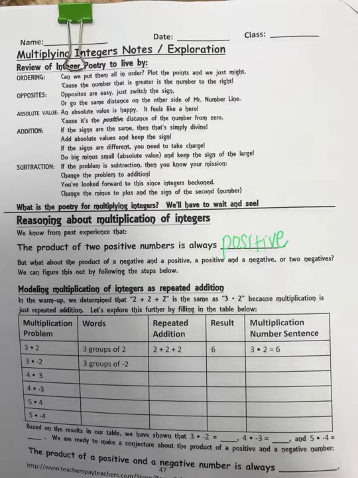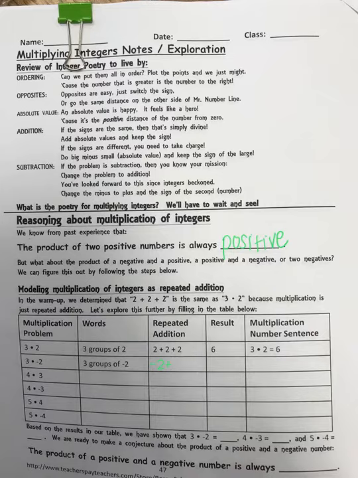We did not do the warm-up, but in the warm-up, you determined that 2 plus 2 plus 2 is the same as 3 times 2, right? Because multiplication is just repeated addition. Let's explore this further by filling in the table. What if I had 3 groups of negative 2? What's the repeated addition going to be for that number sentence, Dennis?